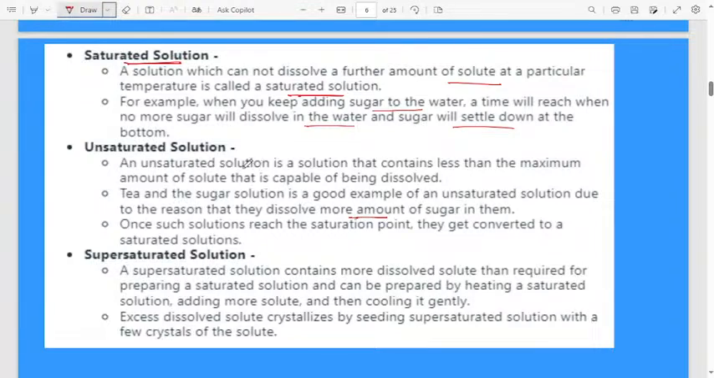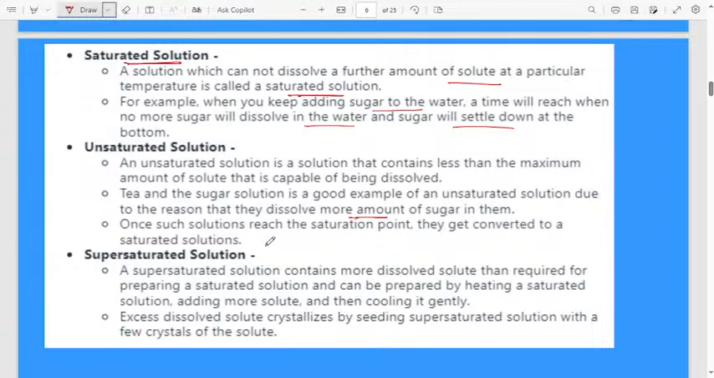Here, when you are preparing coffee or tea, normally we will provide heat. Because of the increase in temperature, you are able to dissolve more sugar in the coffee or tea. This is an example of an unsaturated solution. That's why I mentioned that in the case of a saturated solution, we consider ordinary temperature. When it comes to an unsaturated solution, you are providing heat, and when you provide the heat, you are able to dissolve more solute in a particular solution.